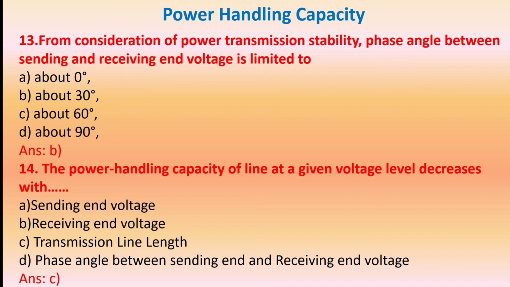Question 14. The power handling capacity of line at a given voltage level decreases with sending end voltage, receiving end voltage, transmission line length, phase angle between sending end and receiving end voltage. The correct answer is option C, that is transmission line length.